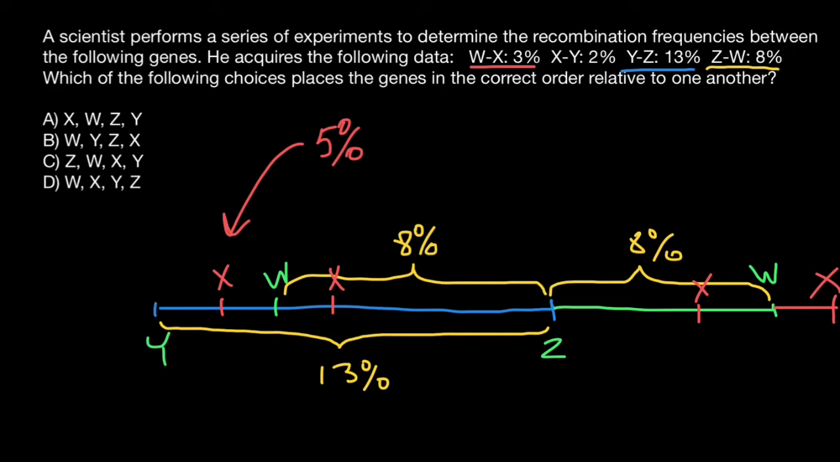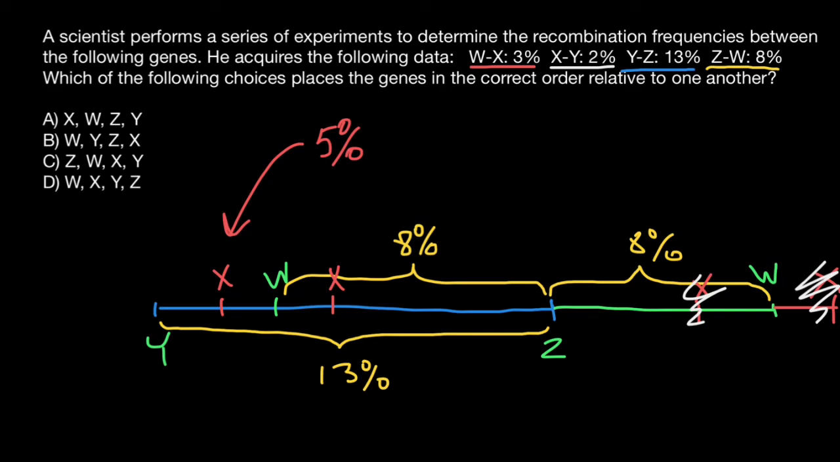Now let's take a look. Between genes X and Y, the recombination frequency is 2%. So let me underline. Now let's ask a question. Can 2% recombination frequency be between genes X and Y? No way. So we can exclude this position. Can the recombination frequency between X and Y be 2% here? No way. We exclude this position for gene X also.